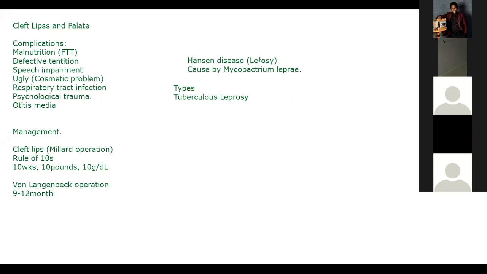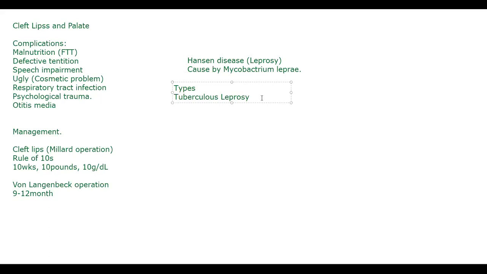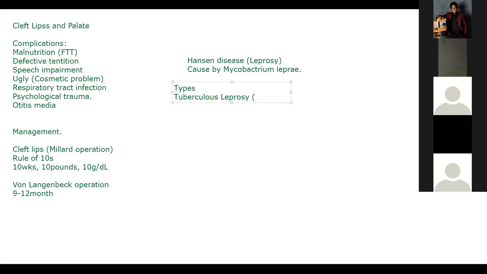Tuberculoid leprosy, very important. Let me explain, doctor. Tuberculoid leprosy actually is the one that affects the nerves. Take note, the one that affects the nerves. So mostly the presenting feature is decrease in sensation of the nerves.